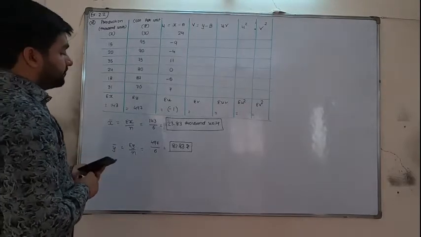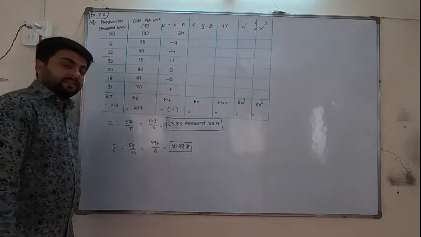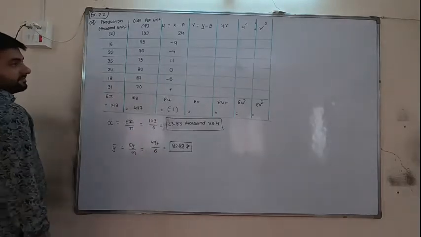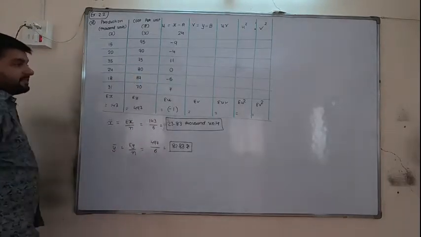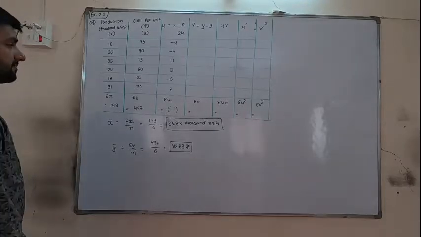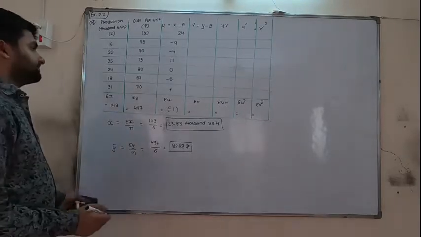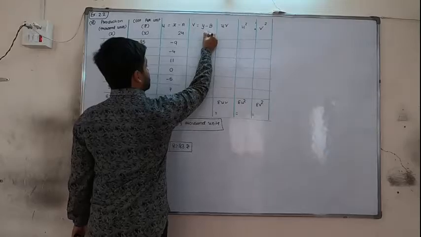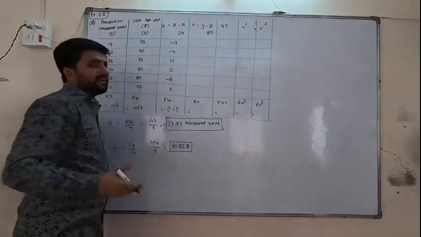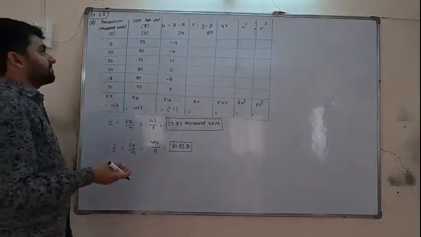Okay, now 82.83. Is any value near to it there? Yes, so many values are there. 80 is also there, but no value is repeating. So let us take 80 only, the nearest value. If you need, you can take 90 also. Okay, the last answer will be the same.